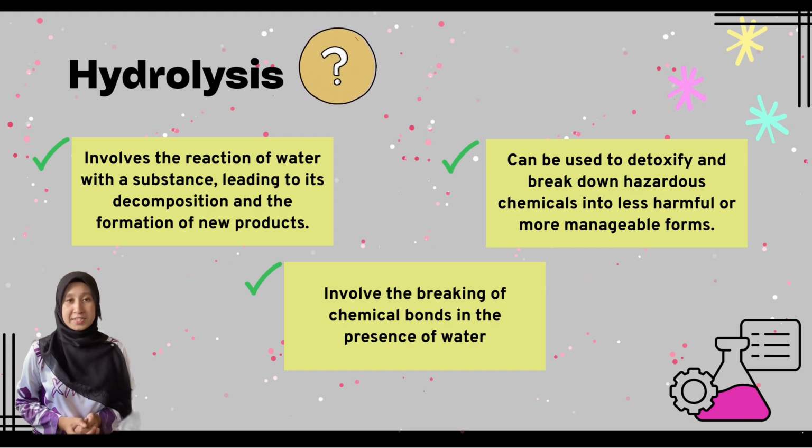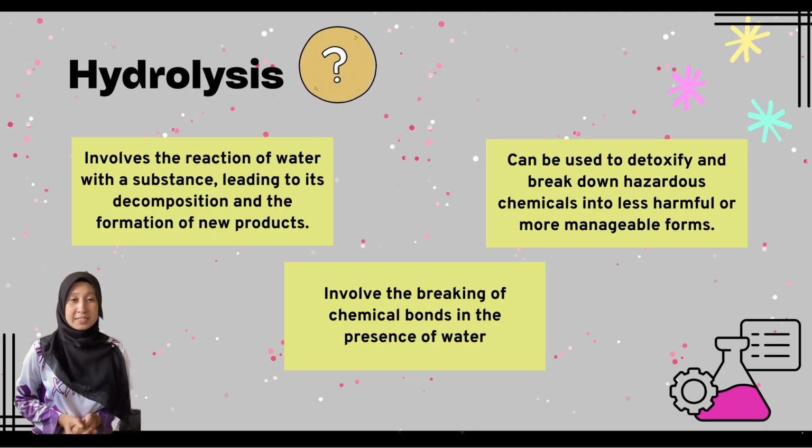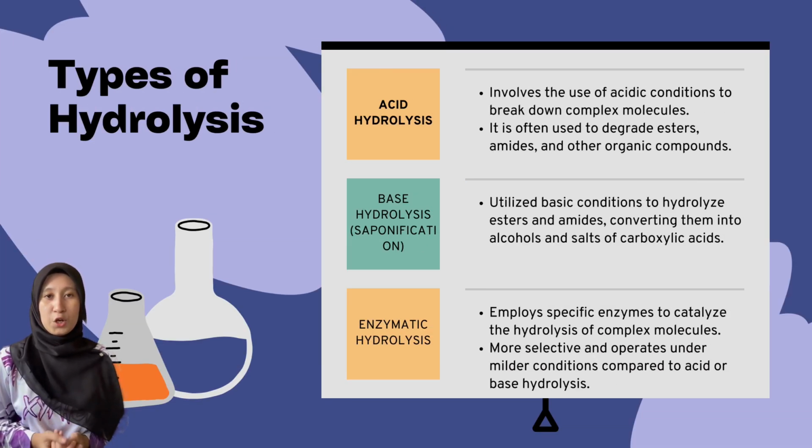Often, hydrolysis reactions require a catalyst, which can be an acid, base, or an enzyme, to proceed at a significant rate. Types of hydrolysis. There are three main types of hydrolysis, each with its unique applications and mechanisms. First, acid hydrolysis. Acid hydrolysis involves the use of acidic conditions to break down complex molecules. It is often used to degrade esters, amides, and other organic compounds. For example, in the presence of strong acids like hydrochloric acid, esters can be hydrolyzed into their corresponding alcohols and carboxylic acids.